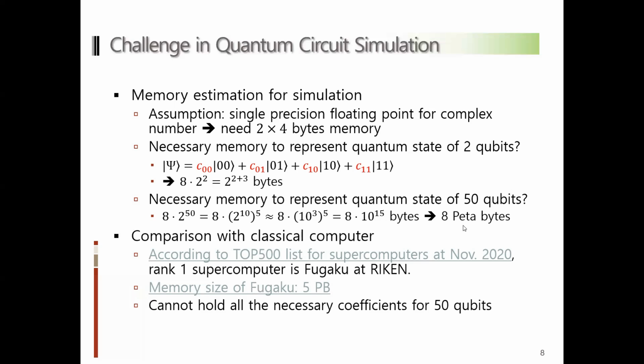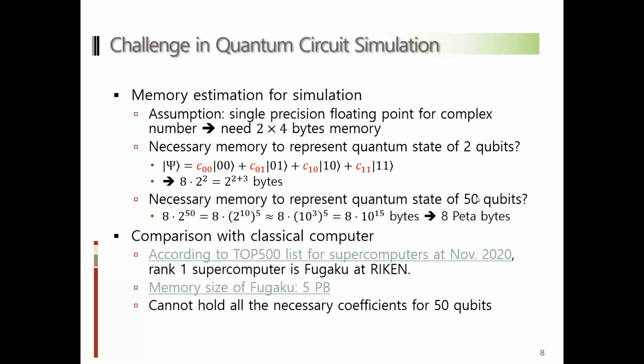And just in case you don't know how large a petabyte is, we can compare such an amount with the rank 1 supercomputer in the world. In the supercomputer area, people rank the performance of the supercomputers in the world. As of last year, November, the rank 1 supercomputer was the Fugaku at the Riken Research Center. If you check the specs of the Fugaku, it has a memory size of 5 petabytes. So even the top rank 1 supercomputer has a memory size of only 5 petabytes.